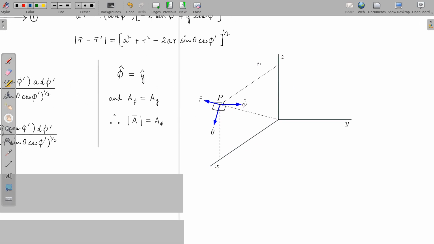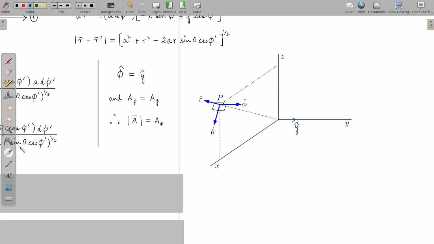Now if you recall, in spherical polar coordinates the unit vectors change from position to position. So this is the field position that we have considered. In this field position, this is the theta cap unit vector. R cap will be radially outwards, and phi cap will be in this direction. You can see here that phi cap and y cap are exactly the same. What is the direction of y cap? This is the direction of y cap. So phi cap and y cap are parallel to each other.